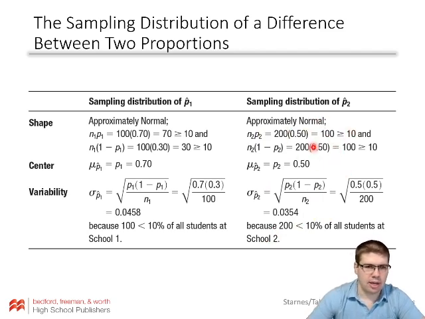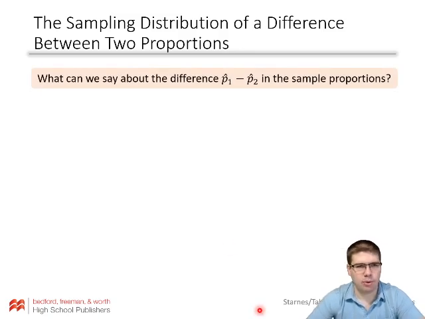Normal counts, normal for large counts, easily met here, 100 and 100. The average p hat would be centered there. The spread would be that. So we end up with these two separate p hat sampling distributions we could think about with those shapes.